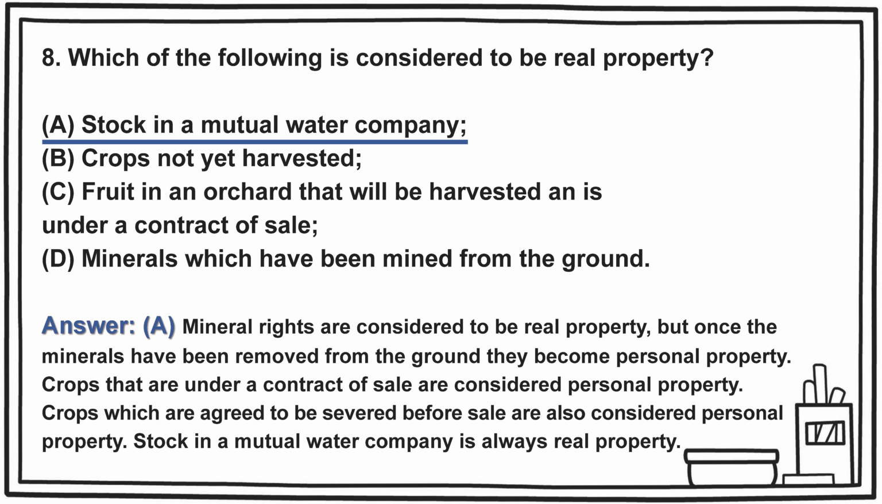Answer, A. Mineral rights are considered to be real property, but once the minerals have been removed from the ground, they become personal property. Crops that are under a contract of sale are considered personal property. Crops which are agreed to be severed before sale are also considered personal property. Stock in a mutual water company is always real property.